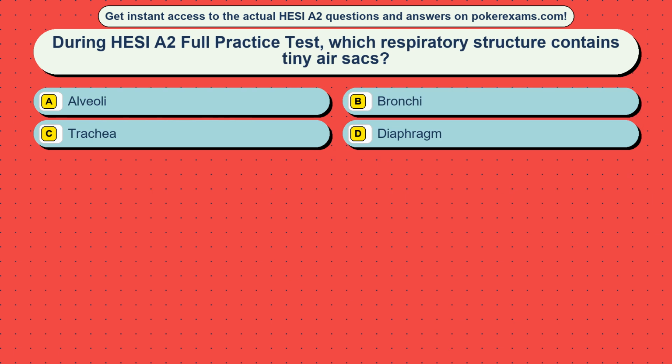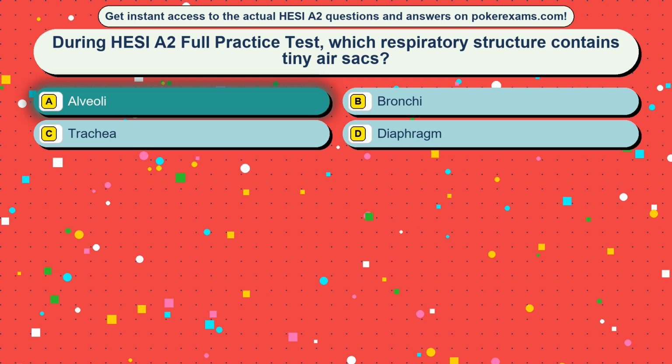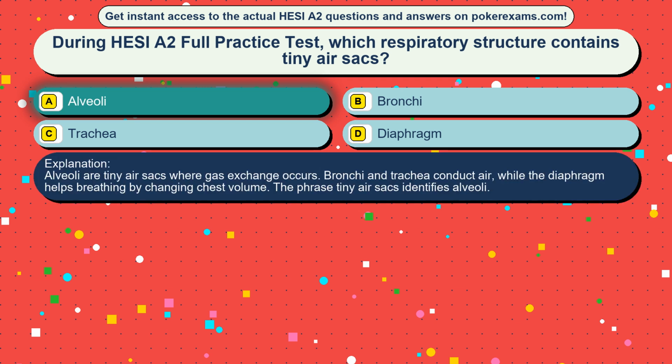Question 21. During HESI A2 full practice test, which respiratory structure contains tiny sacs? Option A, alveoli. Option B, bronchi. Option C, trachea. Option D, diaphragm. The correct answer is option A, alveoli. Alveoli are tiny air sacs where gas exchange occurs. Bronchi and trachea conduct air, while the diaphragm helps breathing by changing chest volume. The phrase tiny air sacs identifies alveoli.